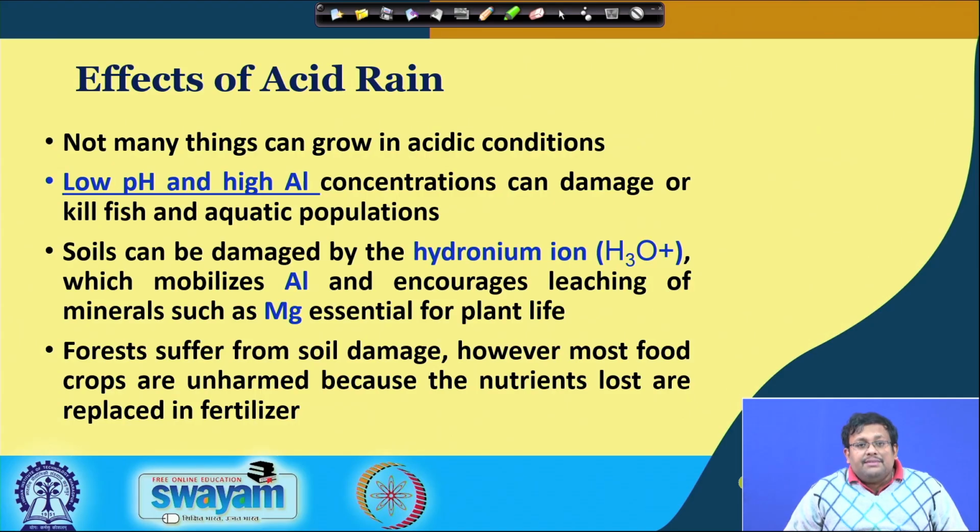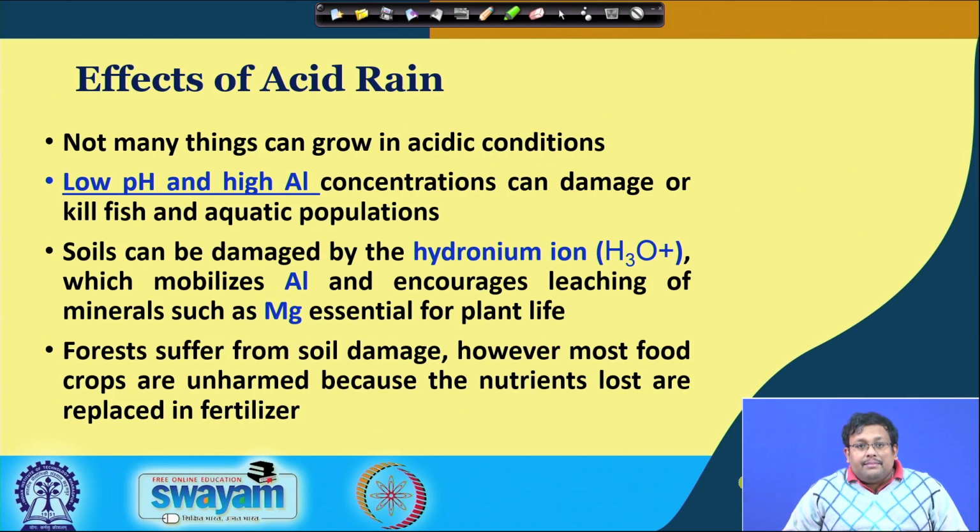Now, when there is acid rain in an area, you cannot see many things grow because it renders the soil infertile. One of the major causes of this infertility is the low pH and high aluminum concentration, which can damage or kill fish and the aquatic population. It can also damage the growth of plants. When there is a low pH and a huge amount of aluminum in the soil, it hinders the germination of seeds, and in the case of aquatic life, it kills fish and other aquatic populations.